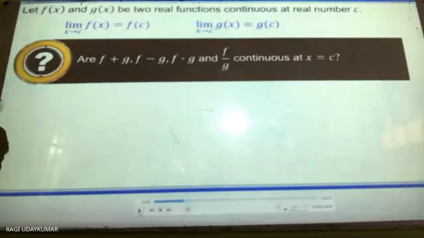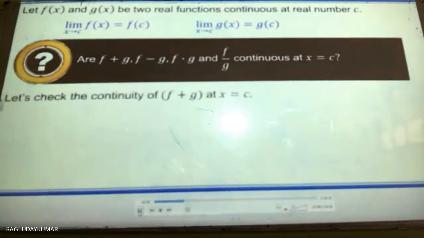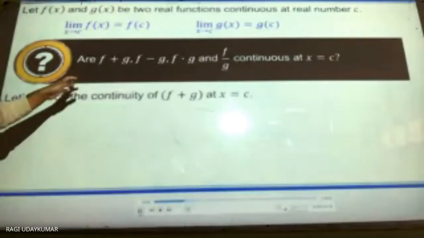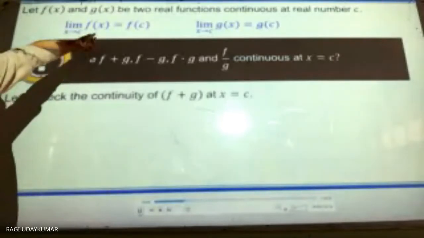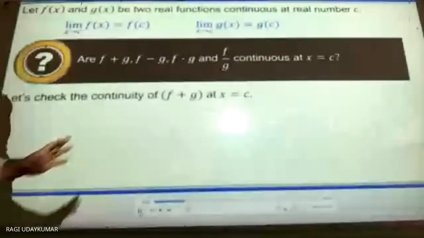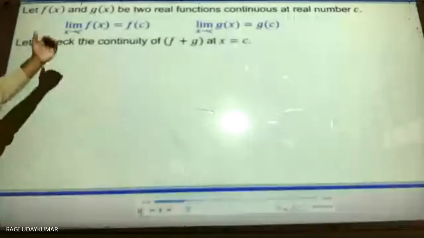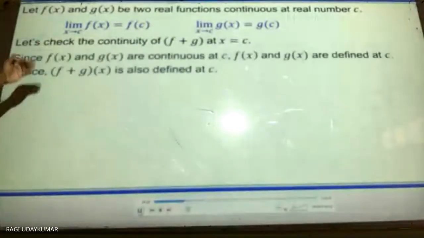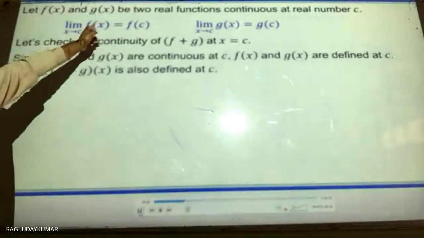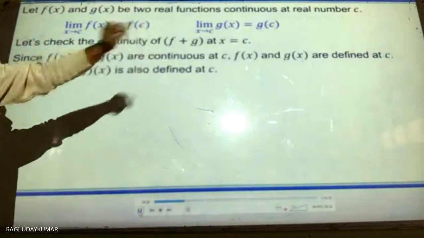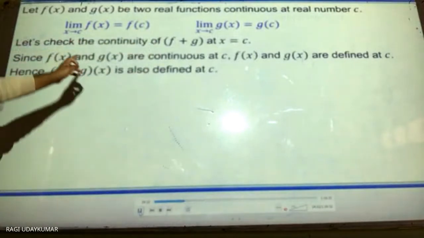So here, algebra of functions, continuity of functions, two functions whenever you are taking into consideration, limit x tends to c f of x is equal to f of c. Till now we have seen the continuity of a function. Now we are seeing the algebra of continuity of functions. So limit x tends to c f of x is equal to c and limit x tends to c g of x is equal to c, whenever you are taking into consideration.